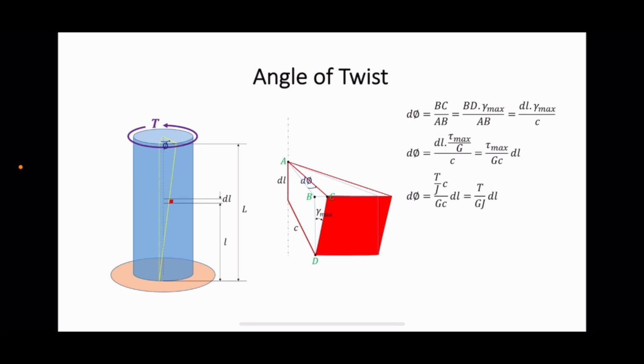As I just mentioned, now we just need to integrate this equation over the entire length of the shaft. You can see that in the case T, G, and J are constant over the length of the shaft, the angle of twist will be calculated by a very simple equation as follows. At this point, I think you start seeing the similarities between the equation to determine the angle of twist and the one to determine the displacement of a bar subjected to an axial load.